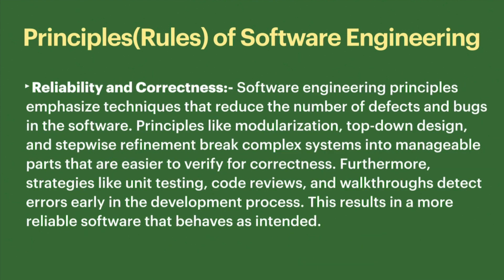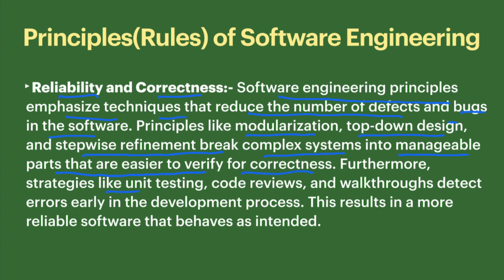The next point of software engineering is reliability and correctness. Its meaning is that software engineering principles emphasize techniques that reduce the number of defects and bugs in the software. Principles like modularization, top-down design, and software refinement break a complex system into manageable parts that are easier to verify for correctness.